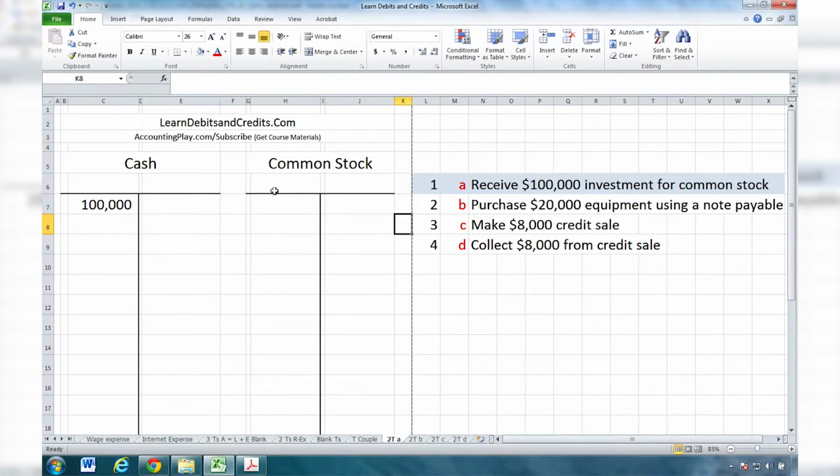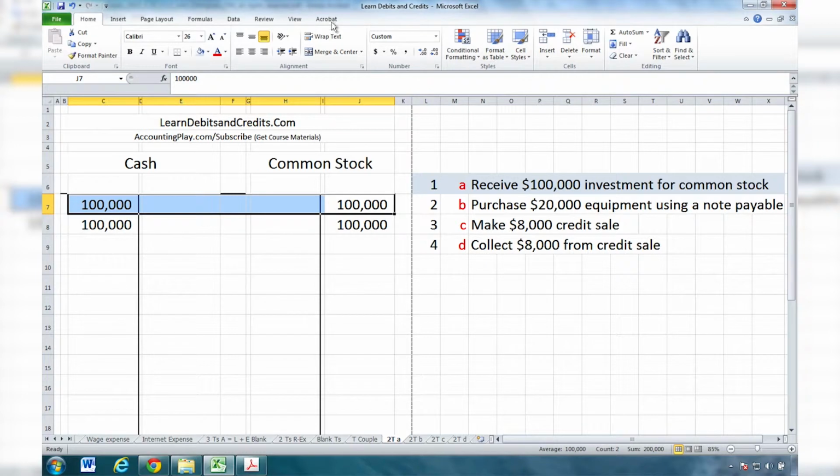Okay, now common stock, increase. Equity. Now what's equity? Increase equity with a credit. If you don't remember, as long as you know that cash went up with the debit, the other side has to be a credit. Here are your two entries. It is really just like that. So in a journal entry, this would be essentially the description: receive $100,000 for investment that has been made in your company.